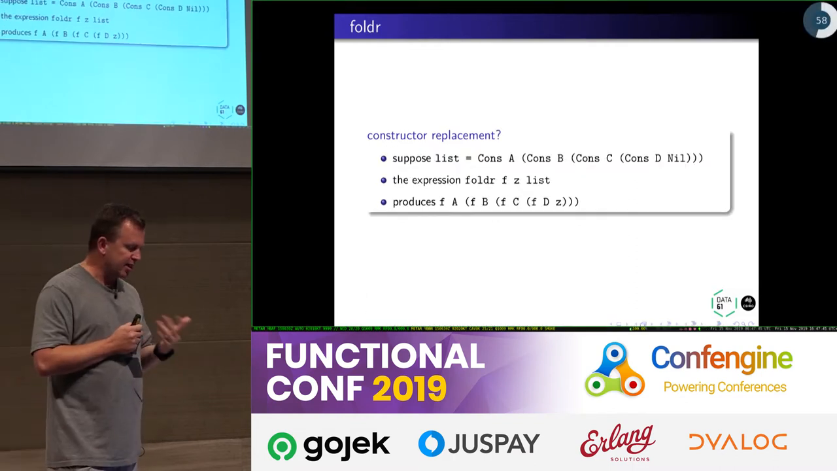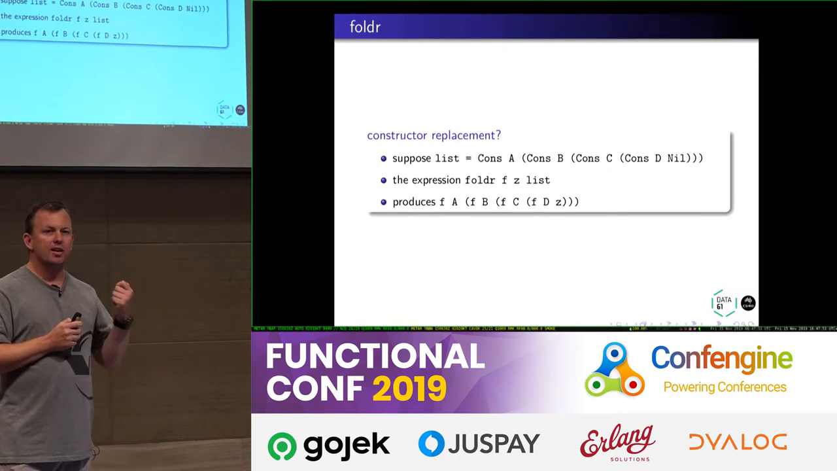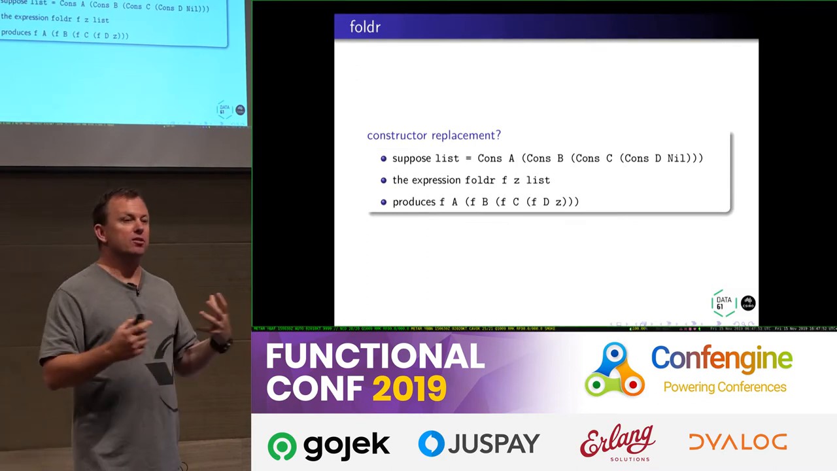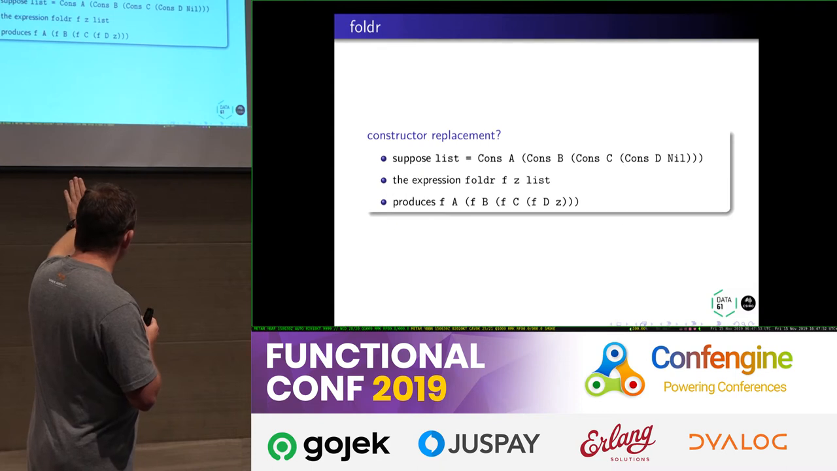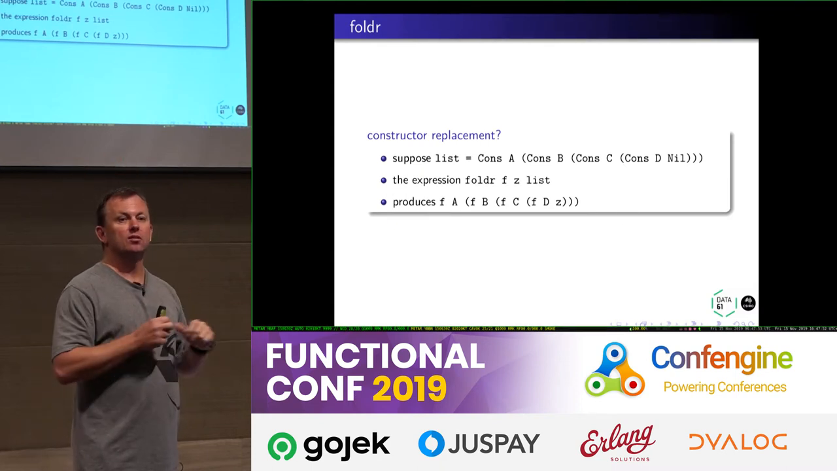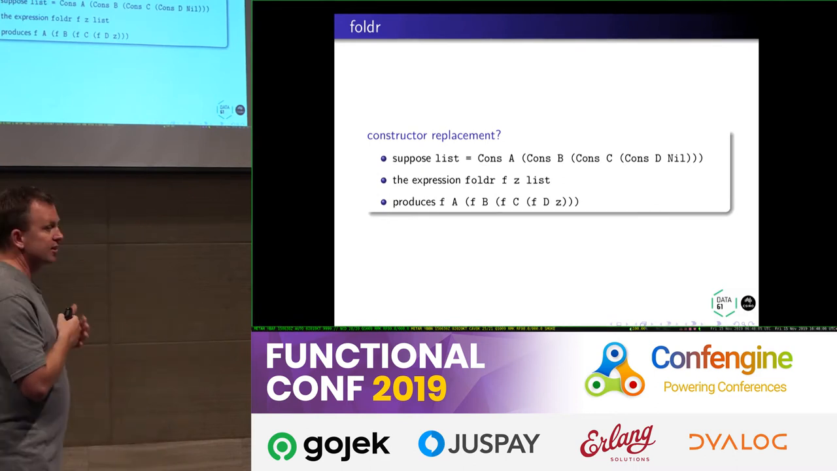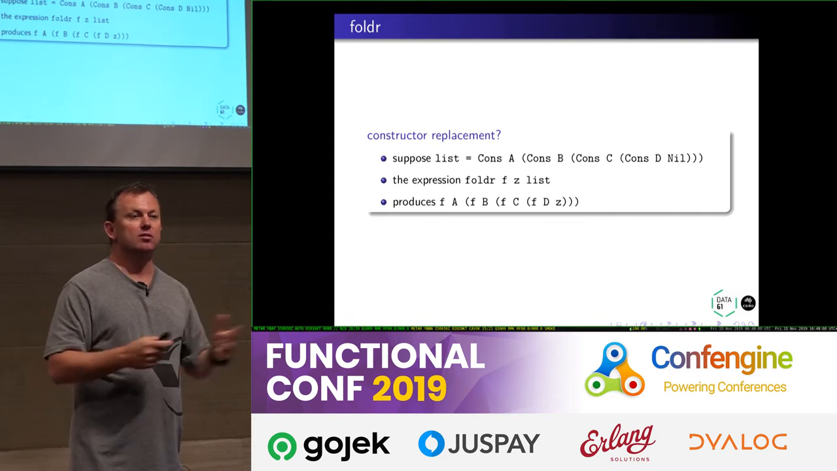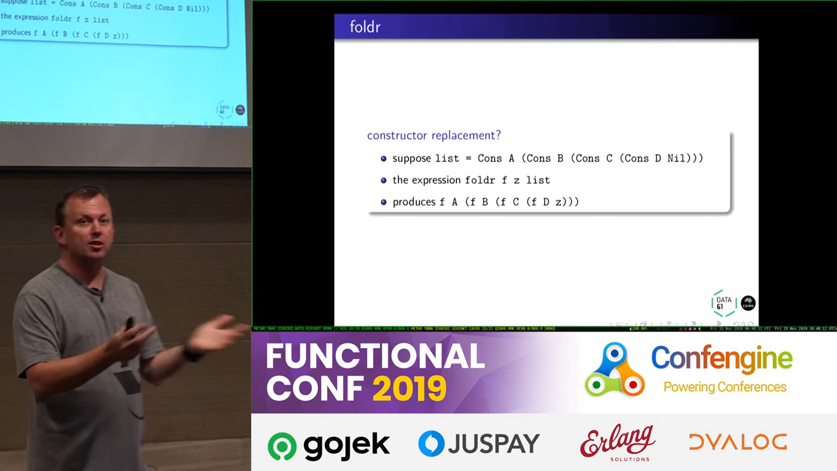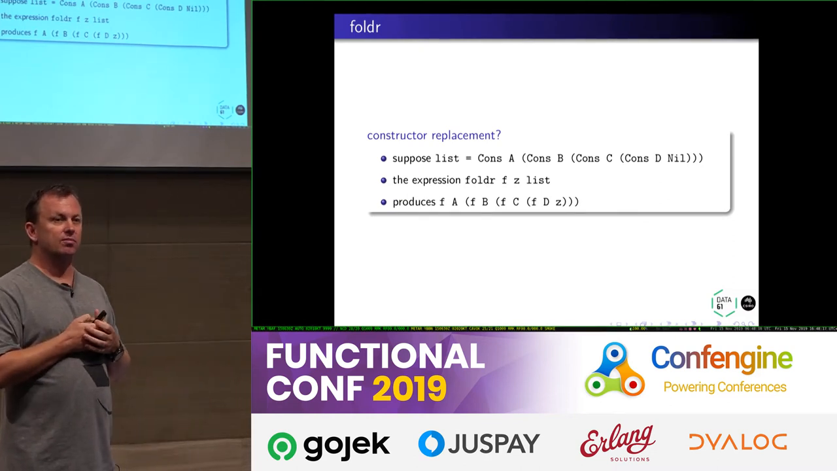So if we take this list A, B, C, D, and I fold right with f, z on that list, I'll get back whatever value is replacing cons with f and nil with z, whatever that is. So if we consider that this is like a list of numbers, A, B, C, and D are all numbers, and I wanted to add them up, I could replace f with plus and z with zero, and that will add them all up. So that's another way of adding up the numbers in a list.